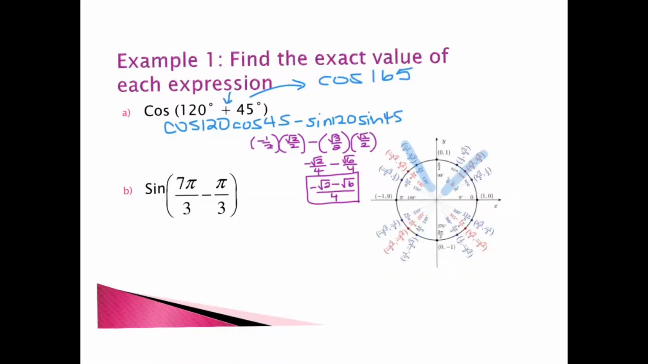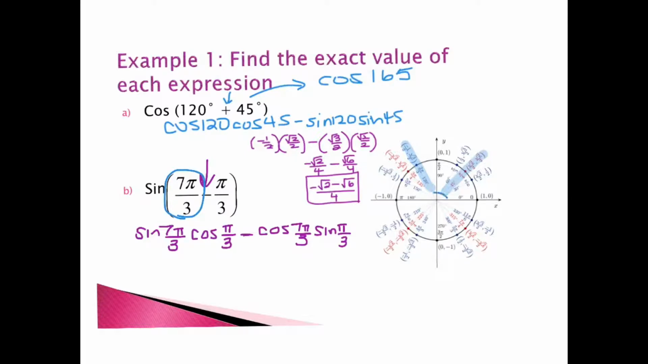Okay, now we're going to do the same thing with sine. So the pattern with sine is sine, cosine, cosine, sine. So it's sine of the first one, which is 7 pi over 3, times the cosine of the second one. Keep the sign the same, so it's minus. Cosine of the first one times the sine of the second one. And then 7 pi over 3 is actually not on my unit circle. So I would convert that into a mixed number, which is 2 and 1/3 pi.